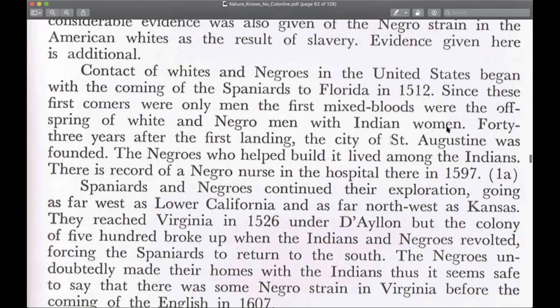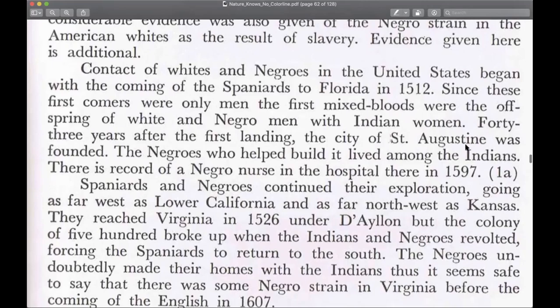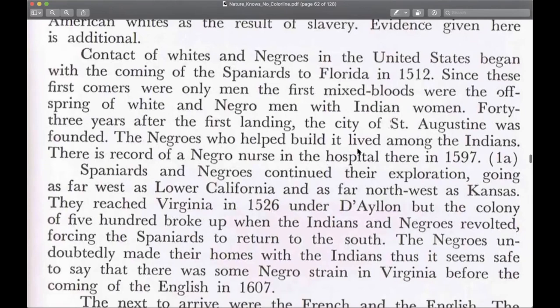All right, so because they were mostly men, these Negro Spaniards mixed in with what? They amalgamated, they assimilated with what? The Indian women, local, the Aborigine, people of color too. 43 years after the first landing, listen to this, the city of St. Augustine was founded. The Negroes who helped build it lived among the Indians. Who are these Negroes that helped build it? Who were the Spaniards bringing over as servants? Black Latinos, so-called Latinos, we got that before, or other Carib Indians coming in from Hispaniola or Jamaica, all these islands, Cuba, they were bringing up. We read this already, all right? Even those Negroes who were helping build were mixing in with other Indians.